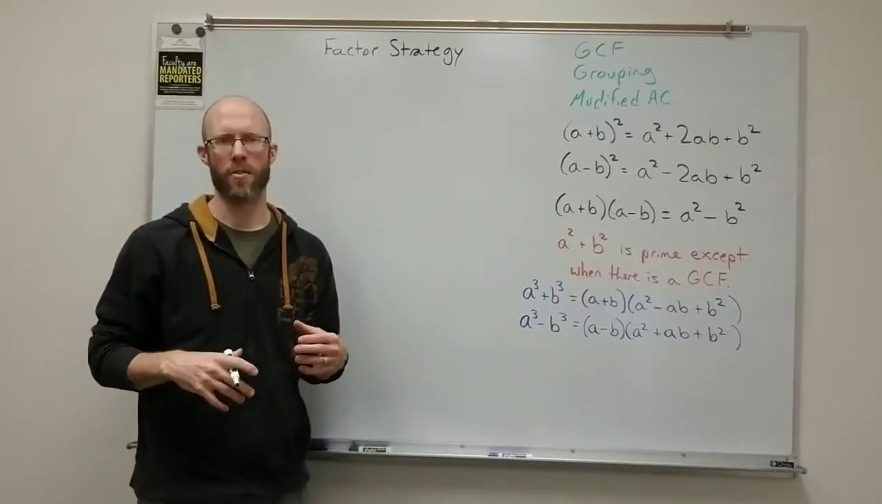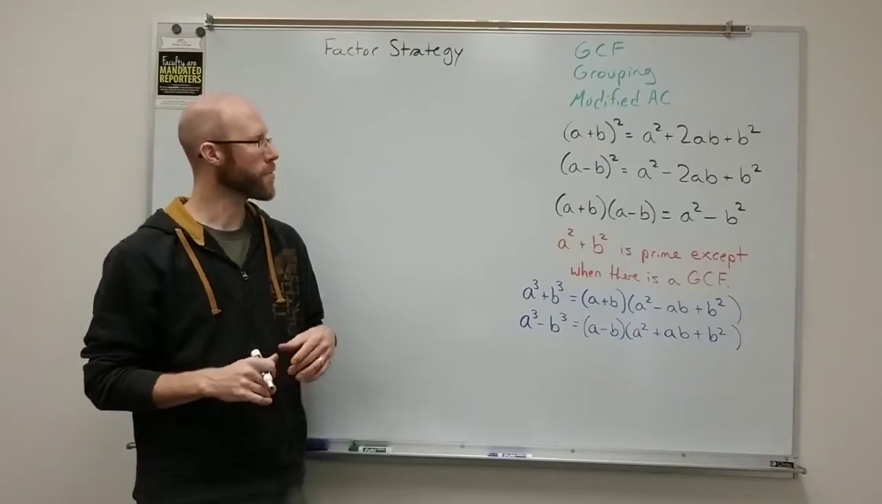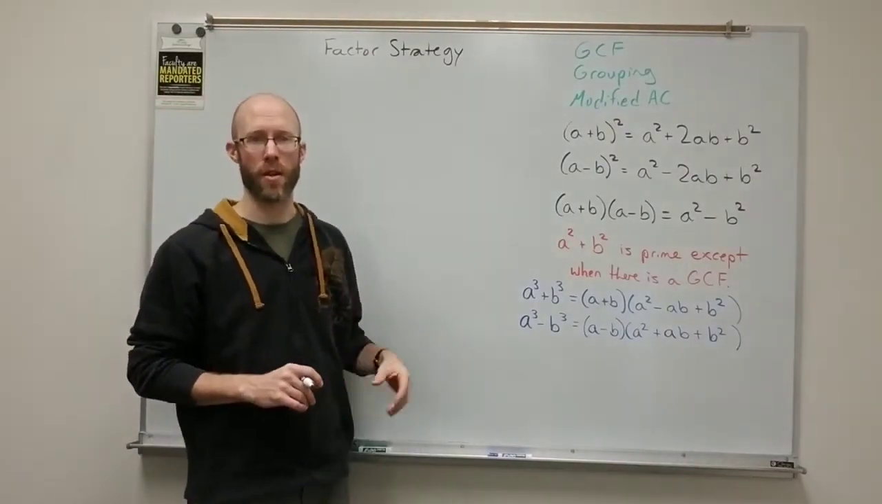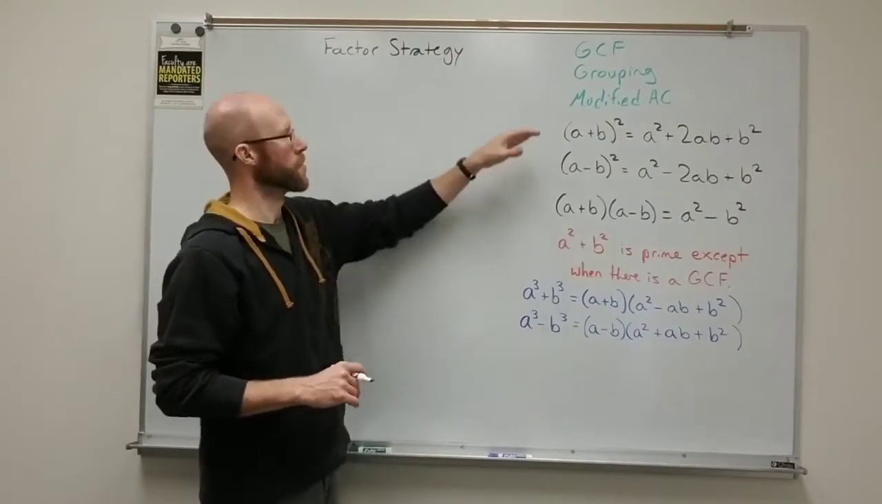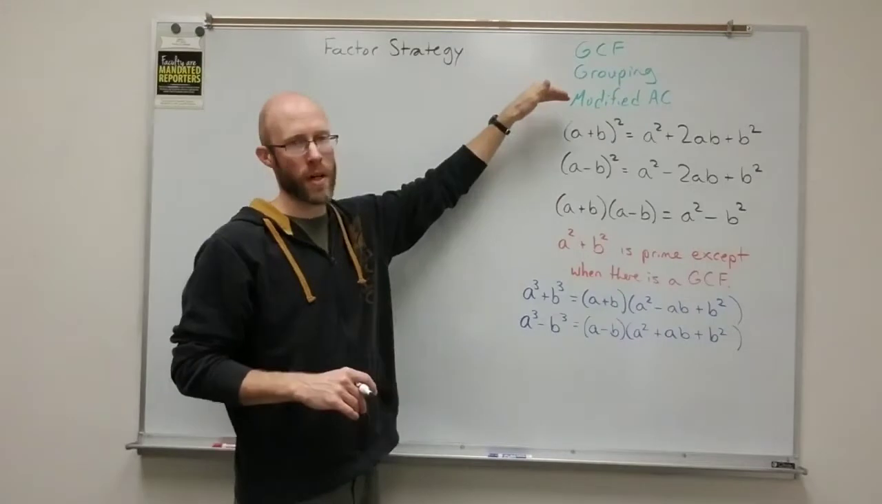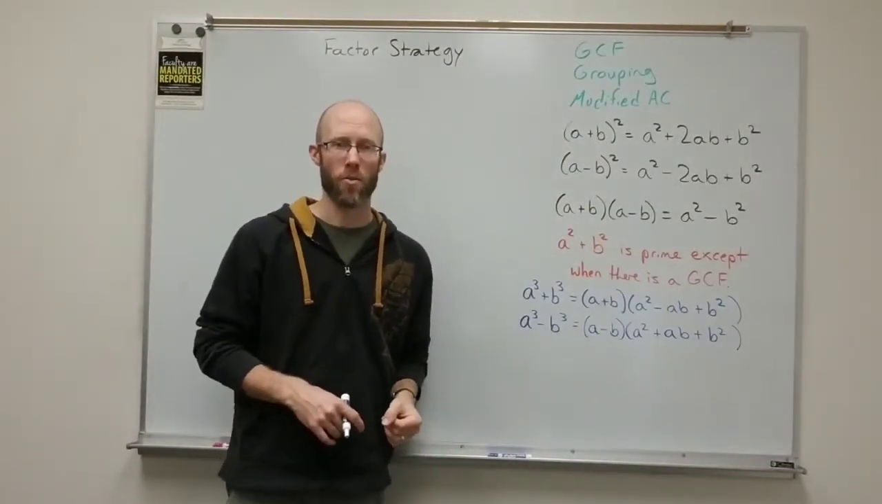Our next thing in factoring is just to give a general summary of factoring. We have what I would call a toolbox of different techniques for factoring. We've got 6 formulas, the greatest common factor, the grouping method, and the modified AC method, or some of you may prefer the AC method, either one.